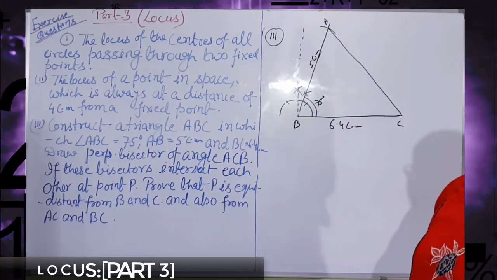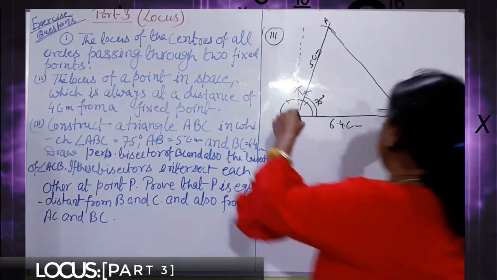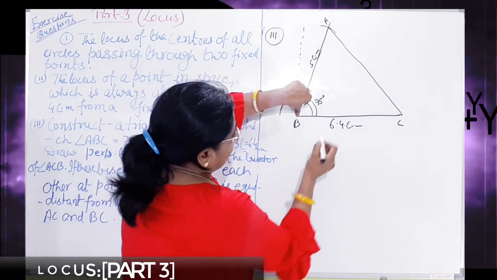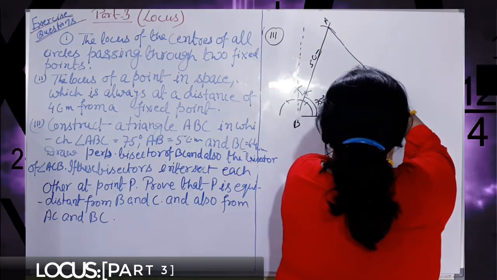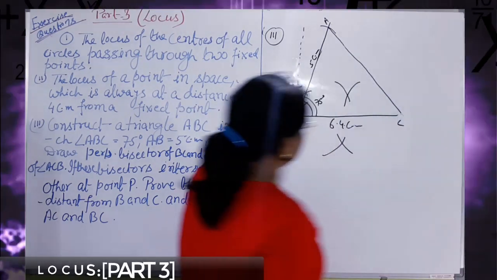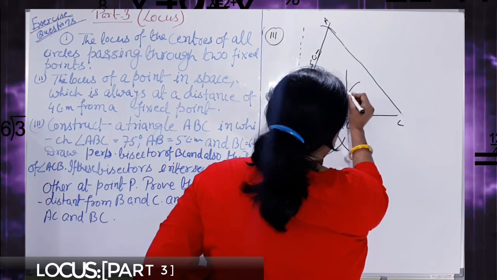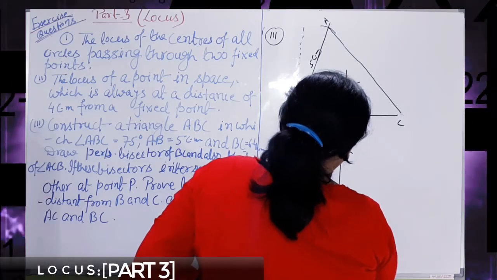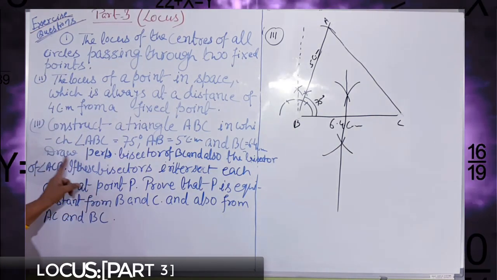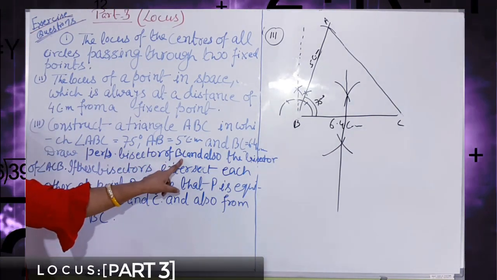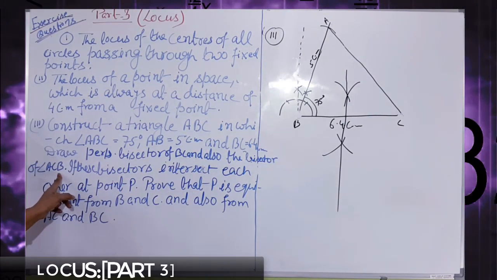Join AC. Draw the perpendicular bisector of BC. The perpendicular bisector is drawn like this. All of you understand it? From here again it is like this, and then join it. It is the perpendicular bisector. That means draw the perpendicular bisector of BC and also the bisector of angle ACB.